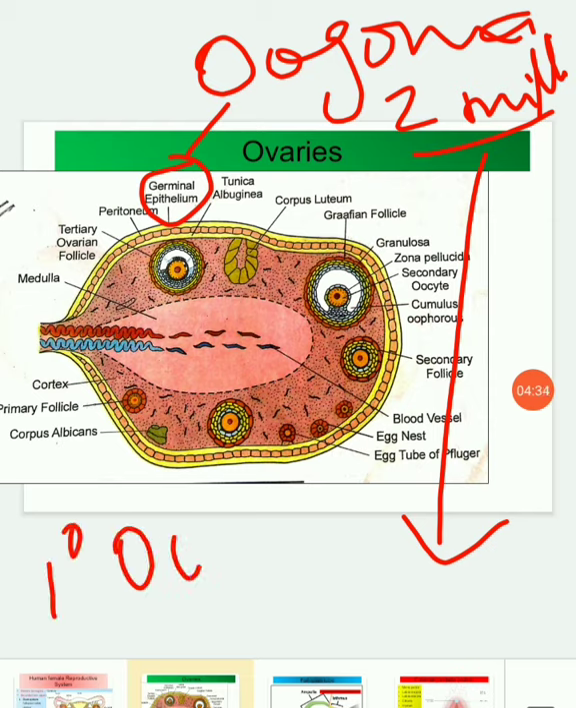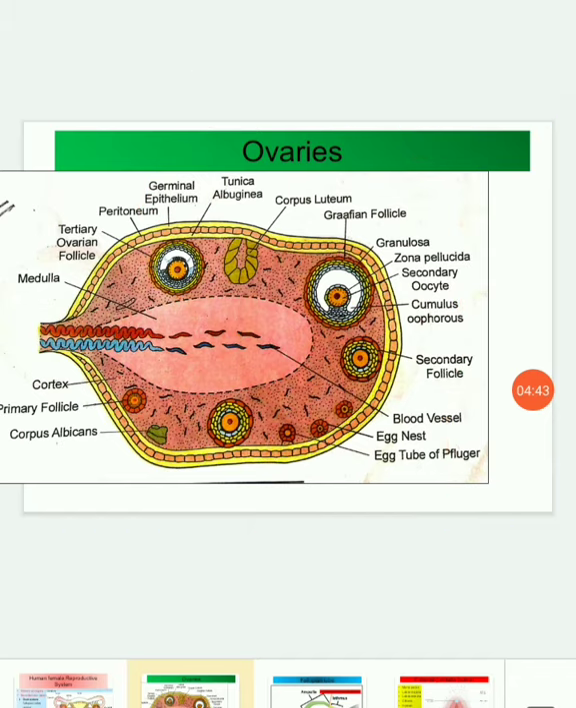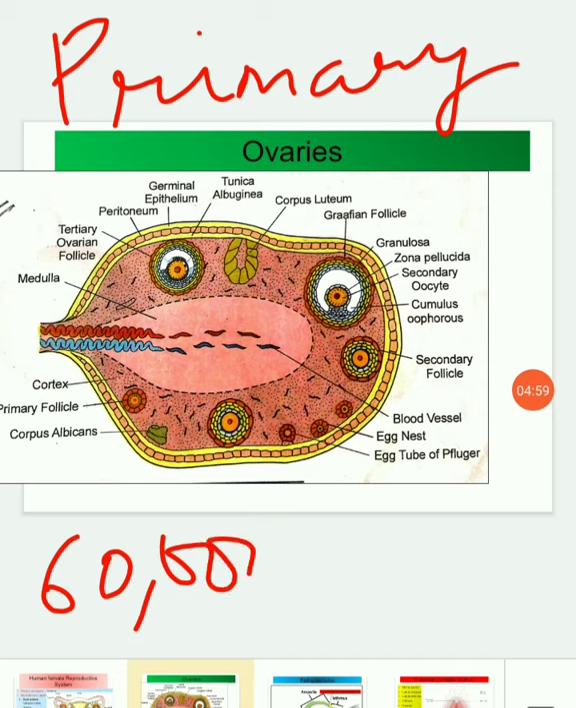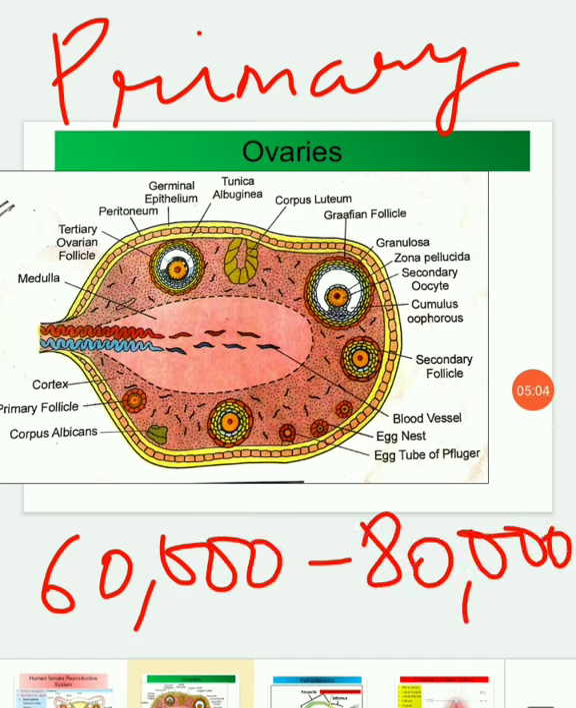This primary oocyte undergoes a development phase. It produces various granular cells around it, and at last it is converted into a follicle, which is called the primary follicle. At the time of birth we have these primary follicles, about 60,000 to 80,000 in number. From 2 million, only about 80,000 primary follicles remain.